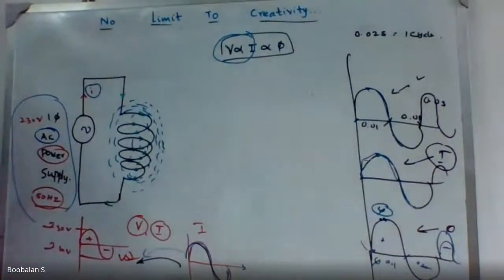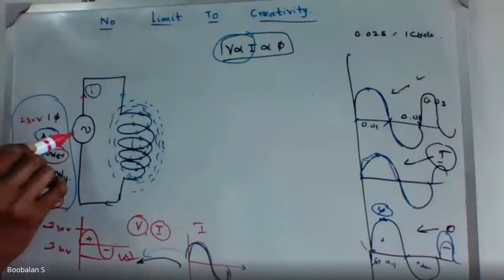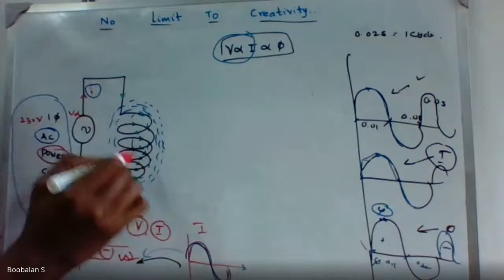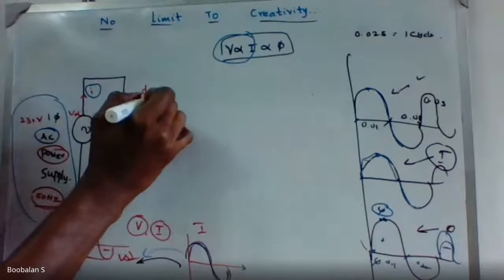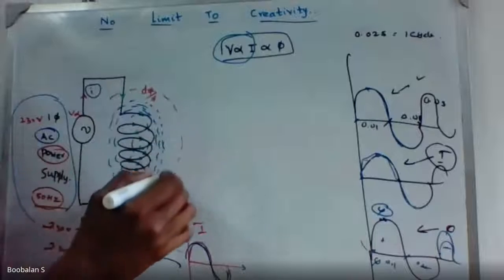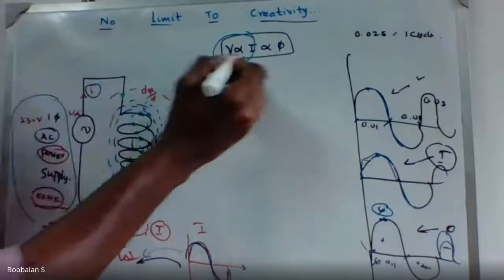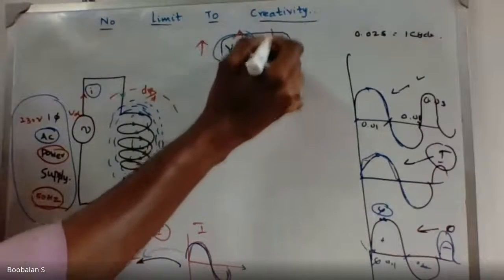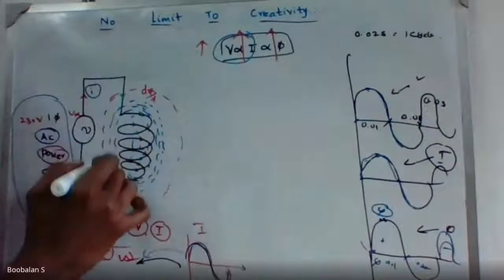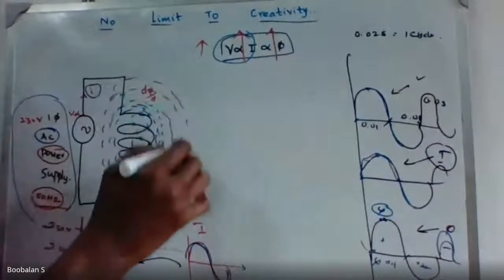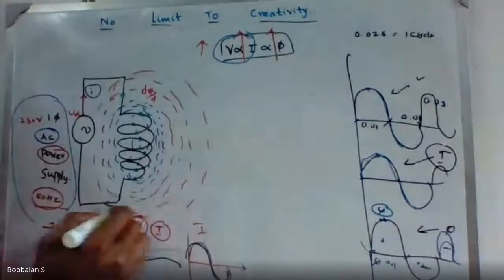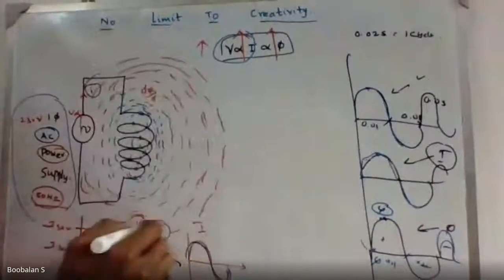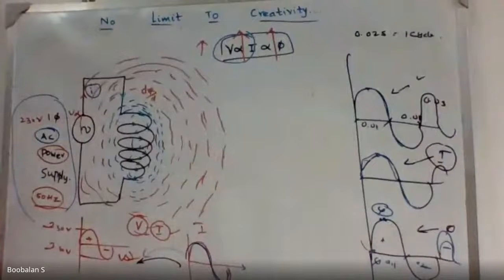I have given the input power supply. V causes I to flow, and I causes this flux line to go. So what happens: if I increase the voltage, there should be more current, and more current gives more flux lines. So I'm going to draw more flux lines because more current is flowing.